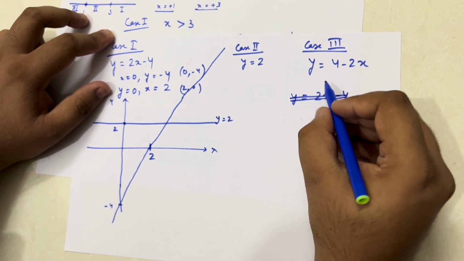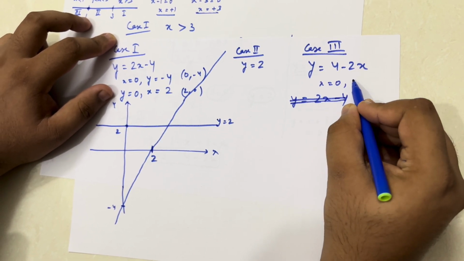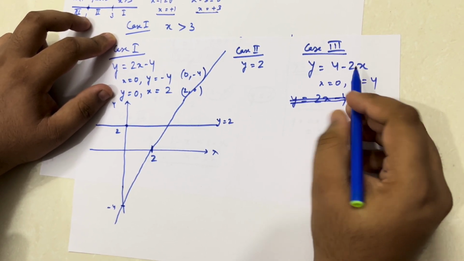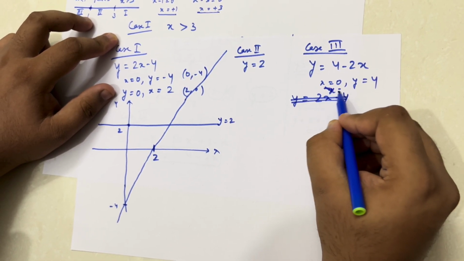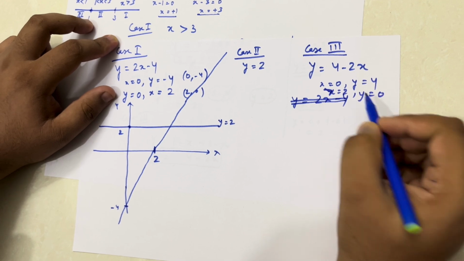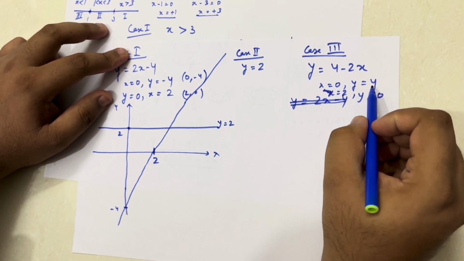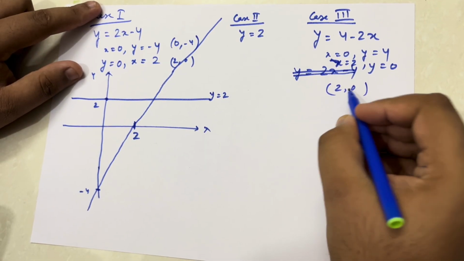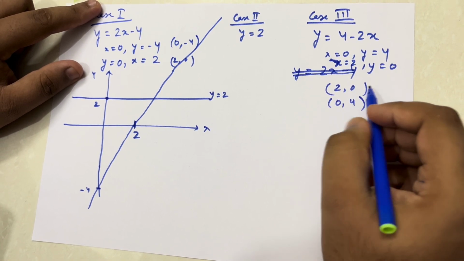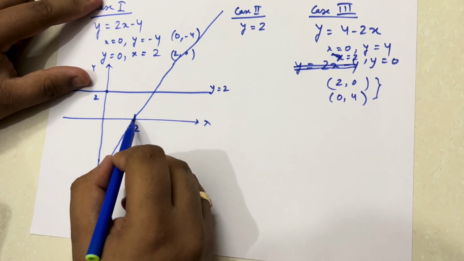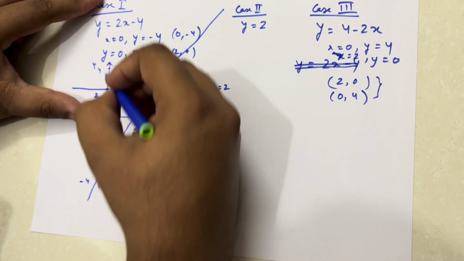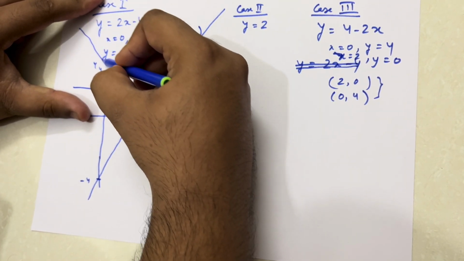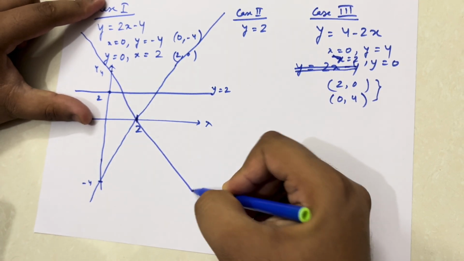So let us put the value of x equals 0. If x equals 0, y value is 4. If y is equal to 0, x will be 2. So these are the 2 points: 2 comma 0 is one point and 0 comma 4 is another point to plot this graph. 2 comma 0 is this point and 4 will be somewhere here. So this graph will somewhat be like this.